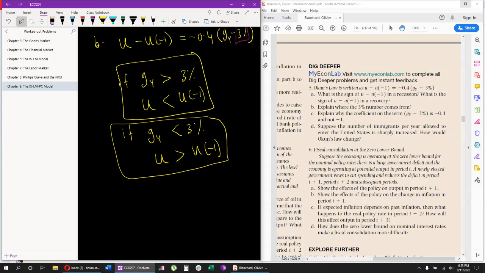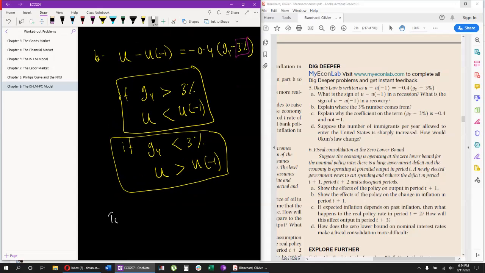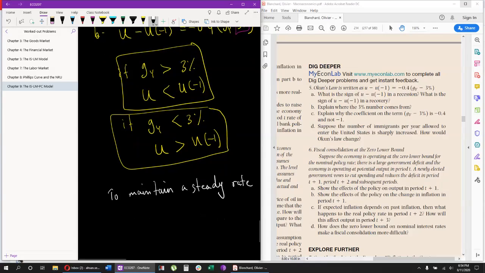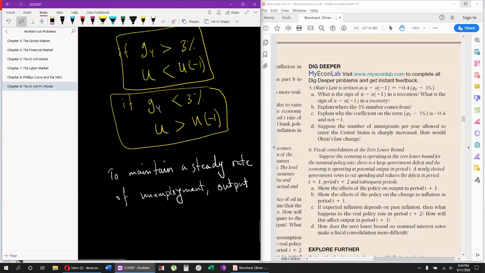What that means, if you pause the video and think about it for a few minutes, what that effectively means is that, let me write this down: to maintain a steady rate of unemployment, output has to grow at least 3%. Okay, what does that mean?